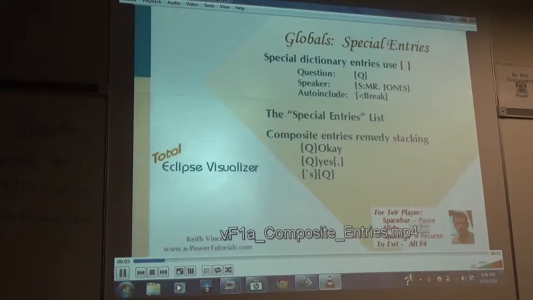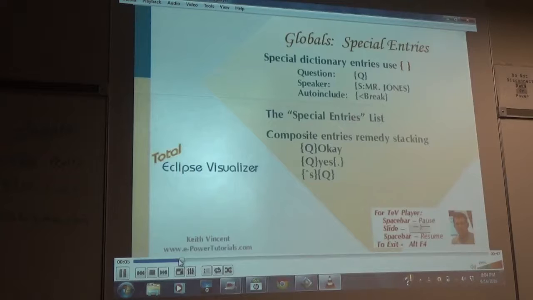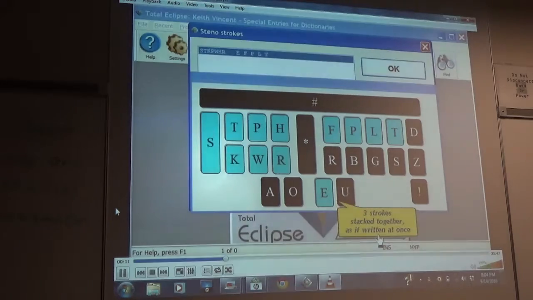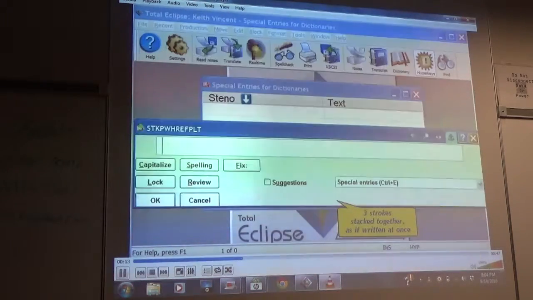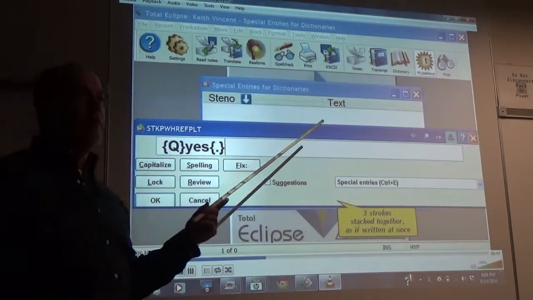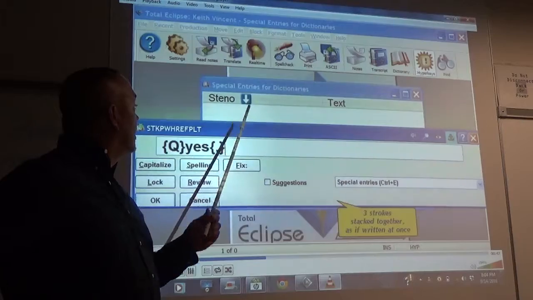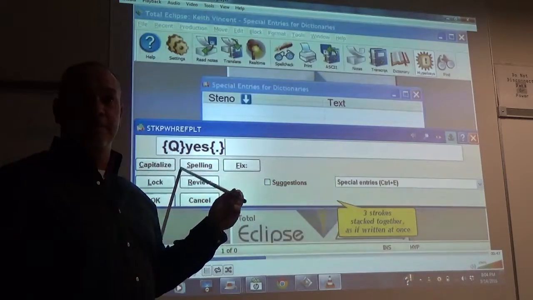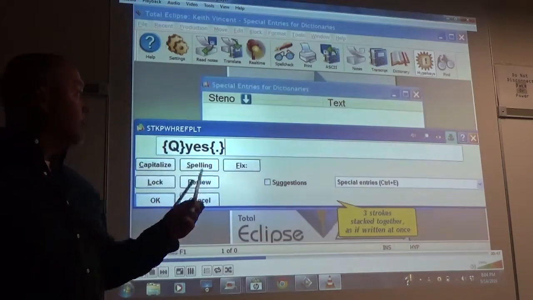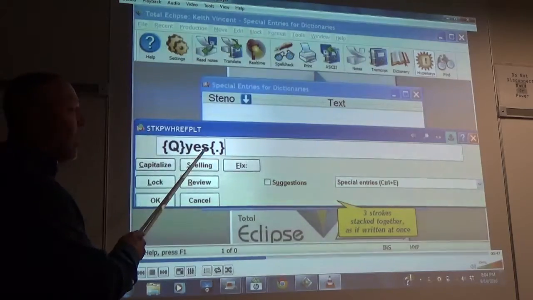When you write quickly, your steno machine may register separate strokes as if they were written at the same time. Eclipse composite dictionary entries can unscramble this mess. You see, this is how you do it, Brick. This is how you do it. Pay attention, real quick. Remember how it's done.